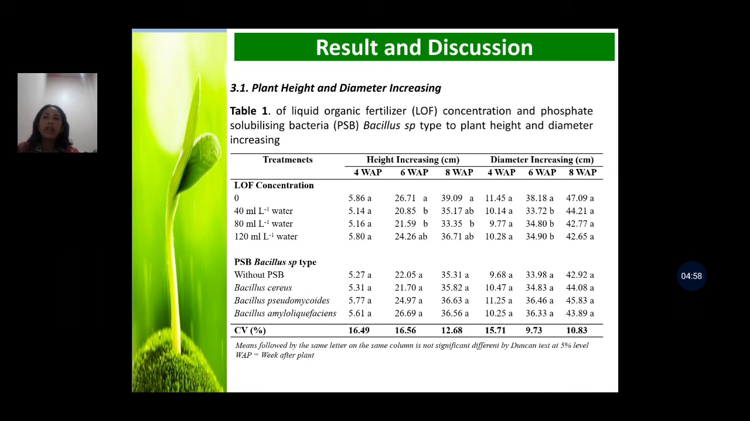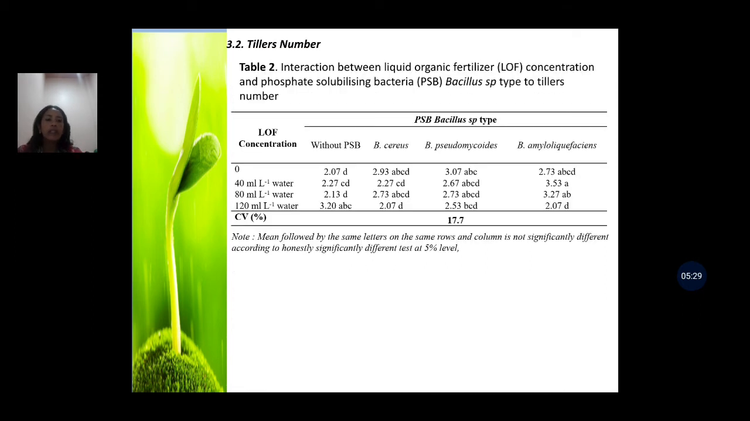Giving the phosphate solubilizing bacteria Bacillus sp type resulted in an increase in plant height and diameter that was not significantly different from without phosphate solubilizing bacteria, but there was a tendency that at 4 until 8 weeks of age after planting, plants with PSB Bacillus sp increased the height and diameter of potato plants by 1 until 3.6% and 1.44 until 6.35% over the control.